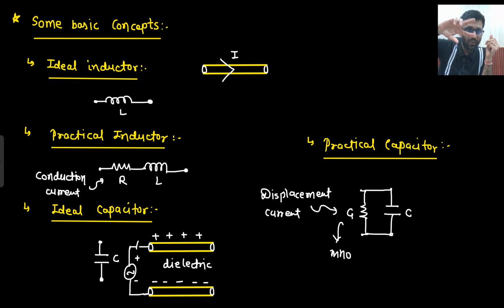Now two wires are there, one is positively charged, one is negatively charged, and in between there is some dielectric, so there will be capacitance, and along with that there will be some conductance as well: capacitance and conductance. Is that clear to you? Okay, yeah, fine then.